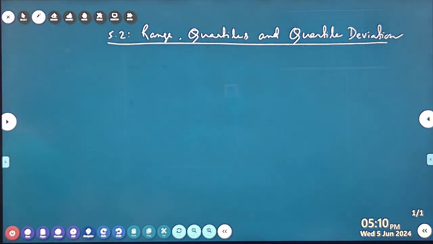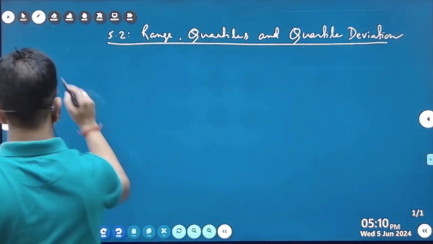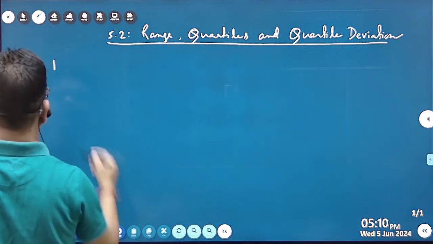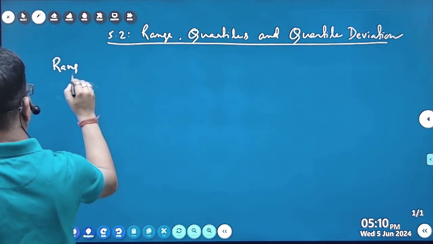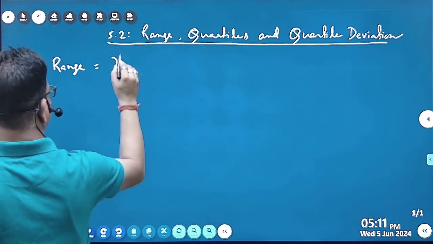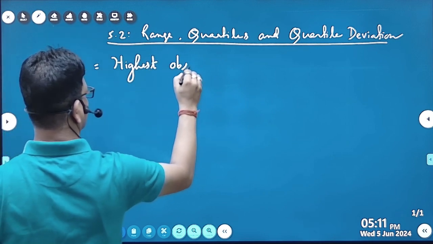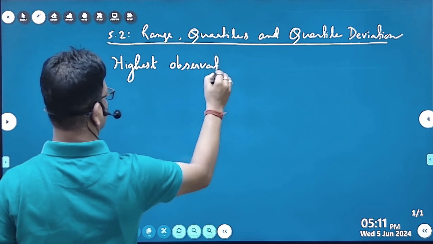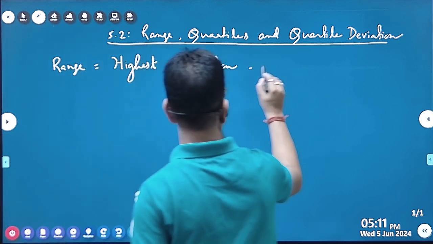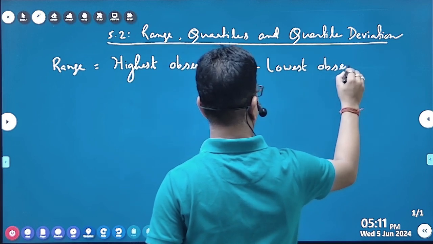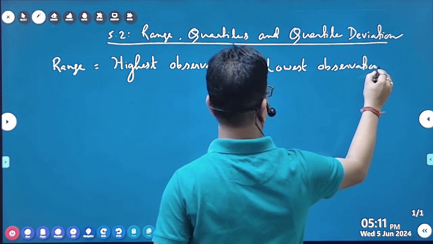So I am going to start the range, quartiles, and quartile deviation. First you write the initial things. It's an easy one initially. The range of data is the highest observation, or highest data, minus the lowest observation. Okay. So this is totally an easy thing, how to find a range.